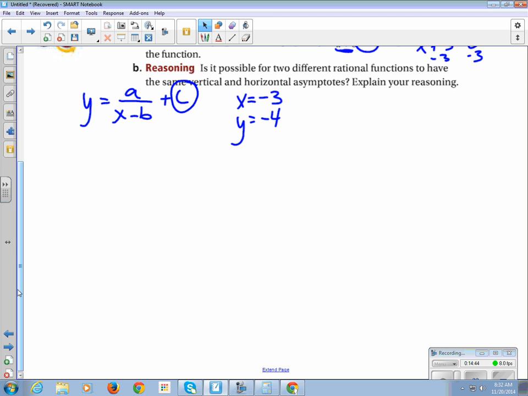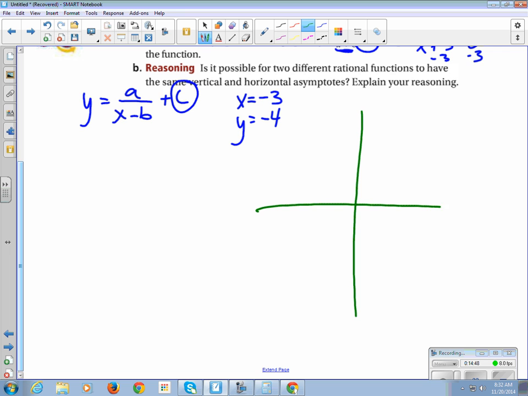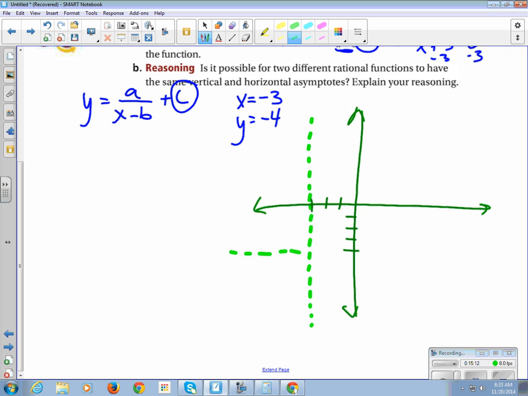So I'm going to extend my page because I need more room. I got big handwriting. Make a little graph. Because doggone it, if your learning objective is to graph, we better be graphing. We want to go 1, 2, 3, and we want to go 1, 2, 3, 4. Let's put our dashed lines at x equals -3, because this is our asymptote, can't touch this, and y equals -4.